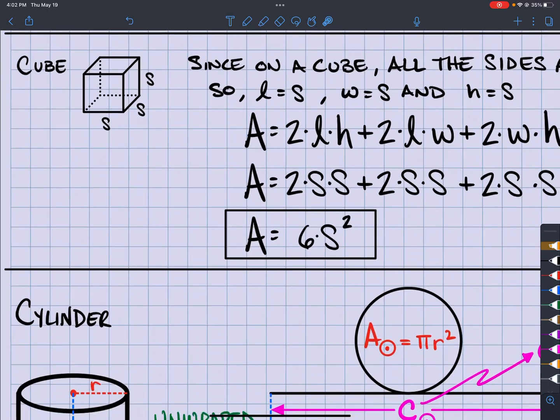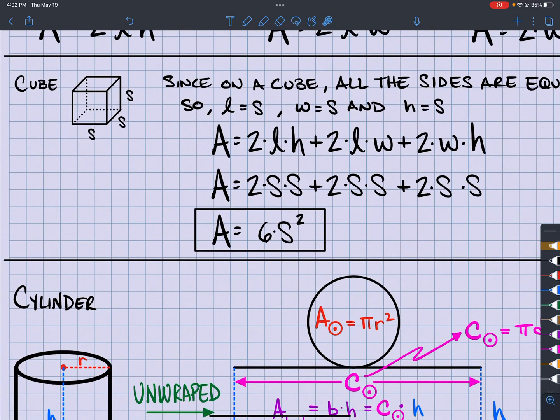And for a cube, the surface area, all the length, the height, and the width will all get replaced with s, right? So if that's the case, s times s is s squared. So this is 2s squared, this is 2s squared, and this is 2s squared. So I'll have 6 of those s squares, right?